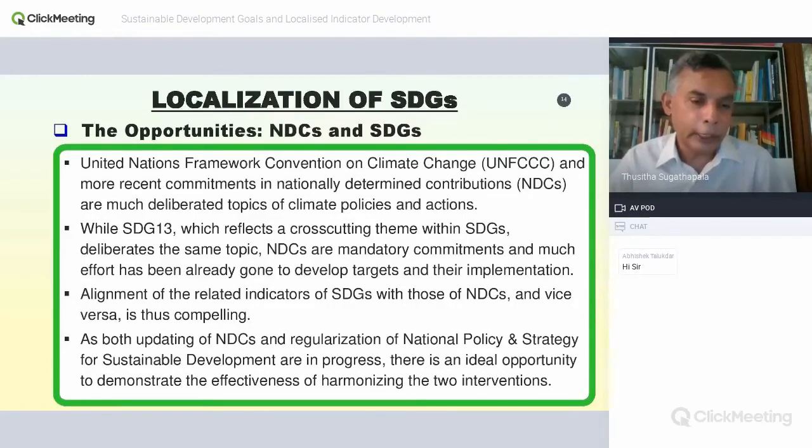So therefore, there's a commonality, but then, of course, there are differences. We have to understand that. Now in Sri Lanka, both these documents are under preparation.